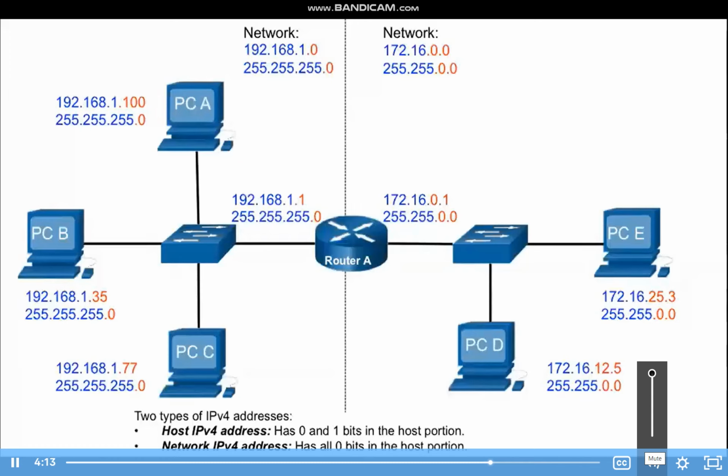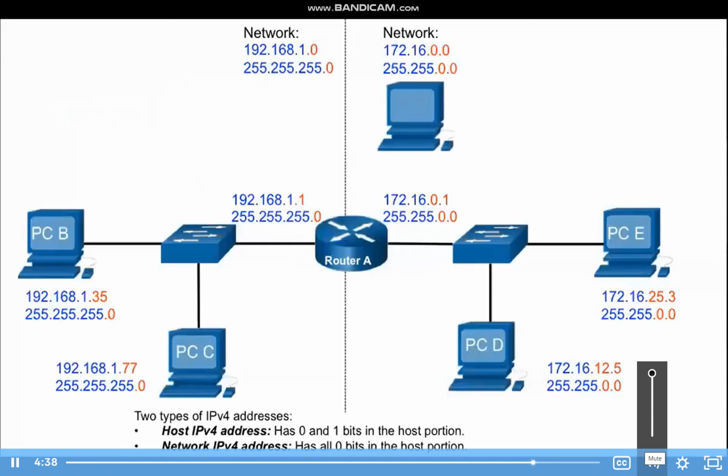Notice that all the devices in both networks share the same subnet mask, which means the network portion of their addresses are identical, indicated in blue. Their host portions are unique, indicated in red. PCA has the IPv4 host address 192.168.1.100.